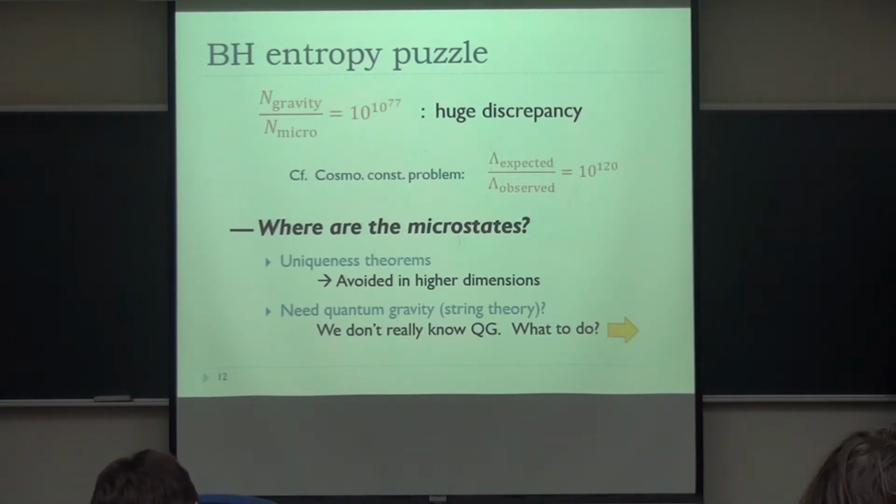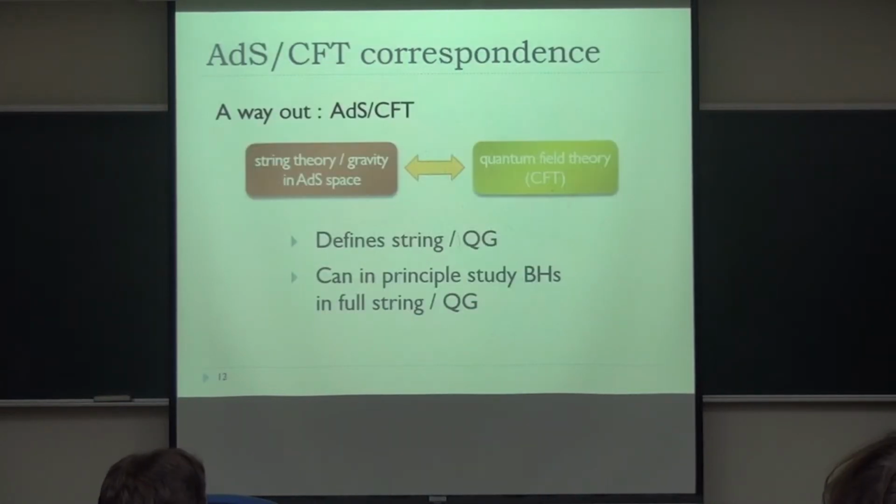But on the other hand, if you want to really understand the microscopic structure of a black hole, then we need quantum gravity or string theory. And we don't really know what exactly quantum gravity or string theory is. We only know the perturbative definition of string theory. So what can we do in this situation?